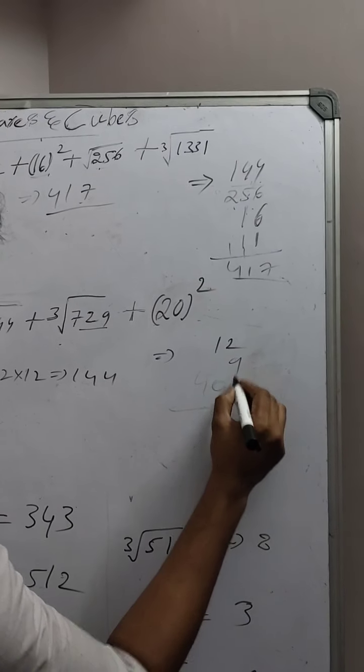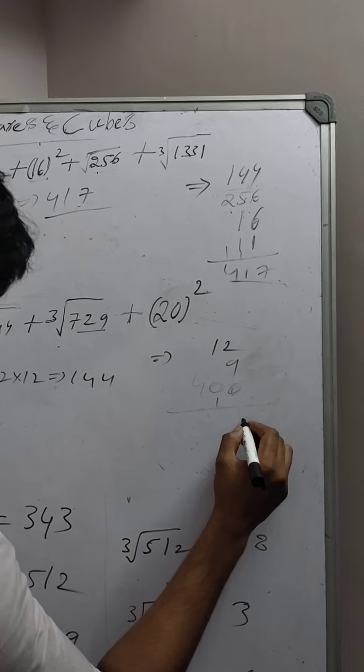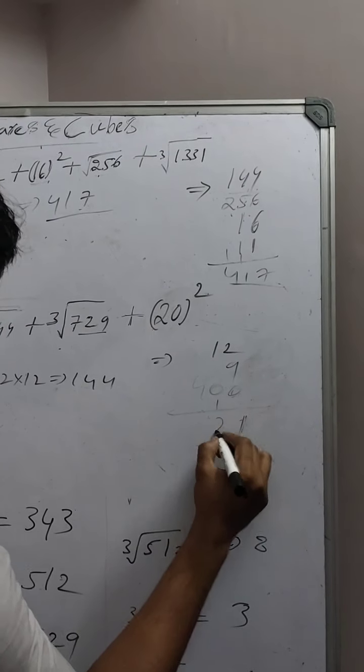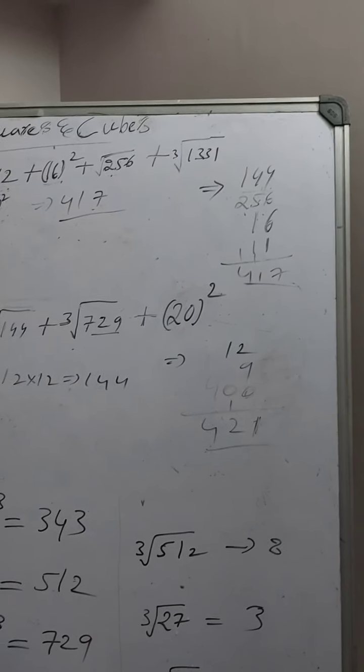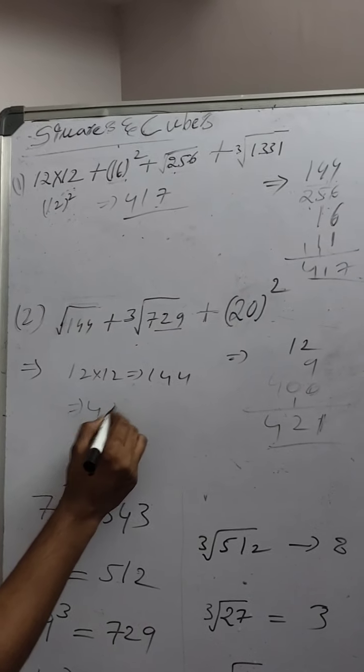Add all these. 9 plus 12 is 21, so 421. Like this it will be used.